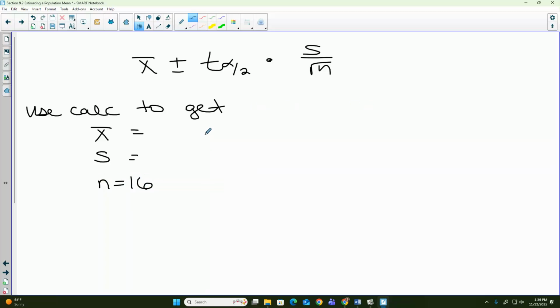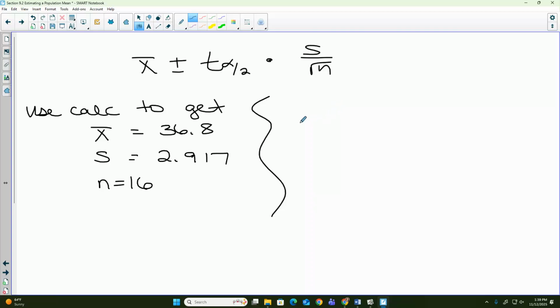So if you go back to stat, calculate one variable statistics, remember how we used to? It tells us the mean is 36.8, standard deviation is 2.917. Did everybody get that? All right, so we use our calculator for those.